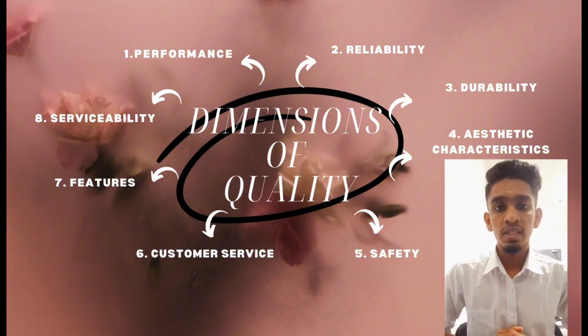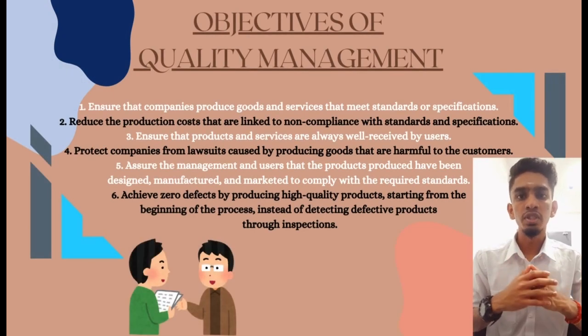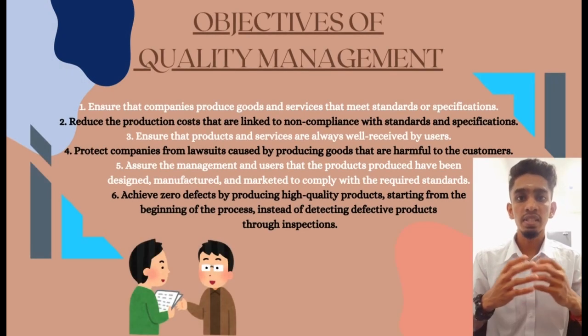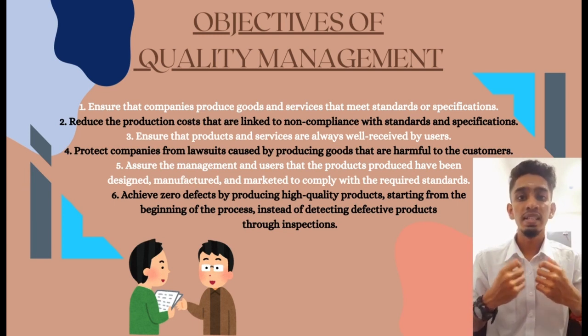Now I want to talk about the objectives of quality management, which is to ensure that products and services can satisfy customer needs. Quality management aims to, number one, ensure the company produces goods and services that meet standards of specification. Number two, reduce the production costs that are linked to non-compliance with standards and specifications. Number three, ensure that products and services are always well received by users.